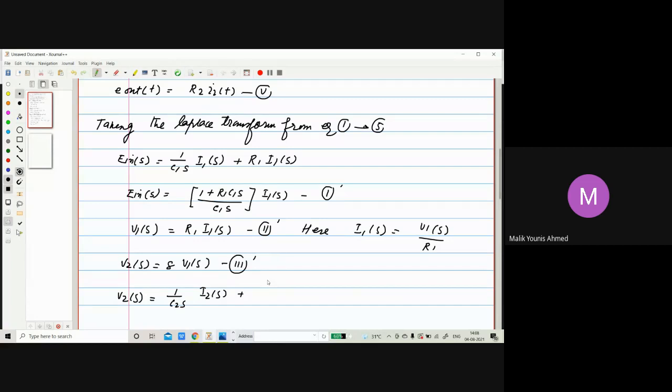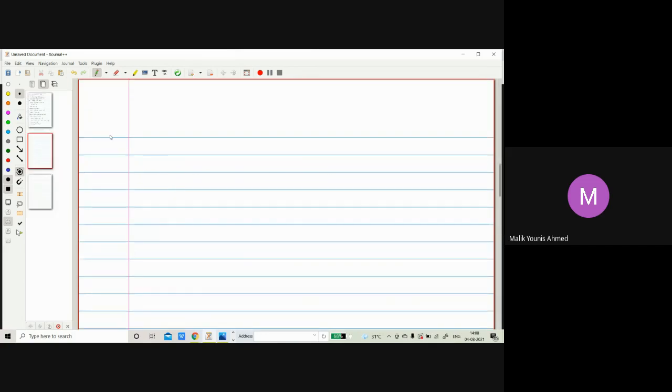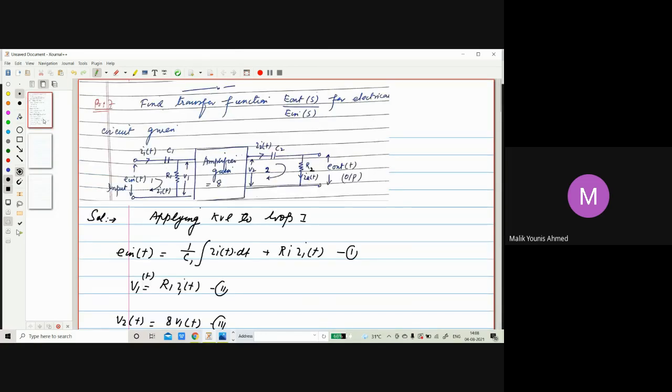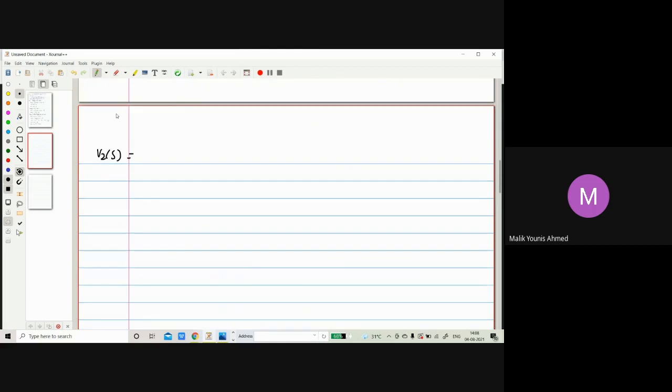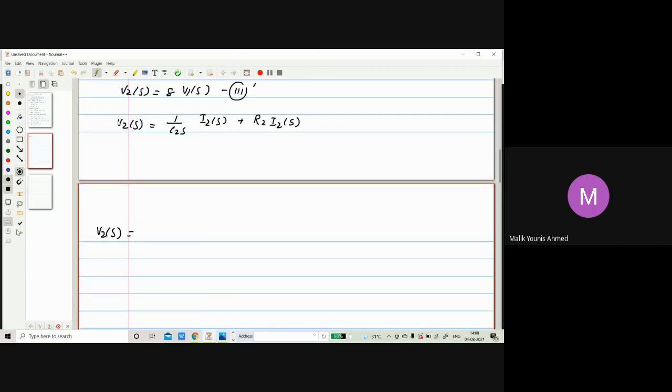This is the same R2, I2 of s. Okay, I will add a page here. Okay, now here we have reached. So out of this we can get the value. So V2 of s will be equal to, you can see here, V2 of s.